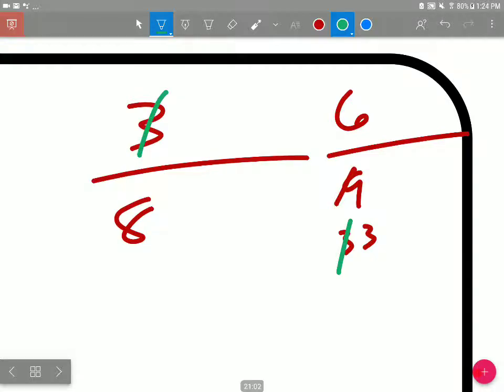Okay. A 6 has a 2 and a 3, so that's a 2 and a 3. So those 3's cancel out. And an 8 is a what times what? 2 times 4. So hey, the 2's can cancel out. And what's left over? The 4.